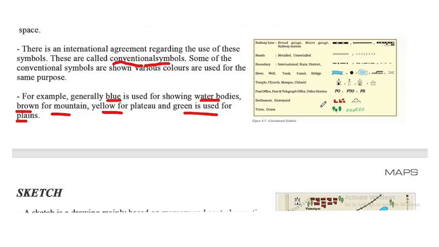Now look at this. There are metalled and unmetalled roads. We use this symbol for metalled roads and this symbol for unmetalled roads. Then railway line. There are also river, well, tank, canal, bridge, then temple, church, mosque, etc. And this is trees. So these are some symbols. This helps us to find things easily.